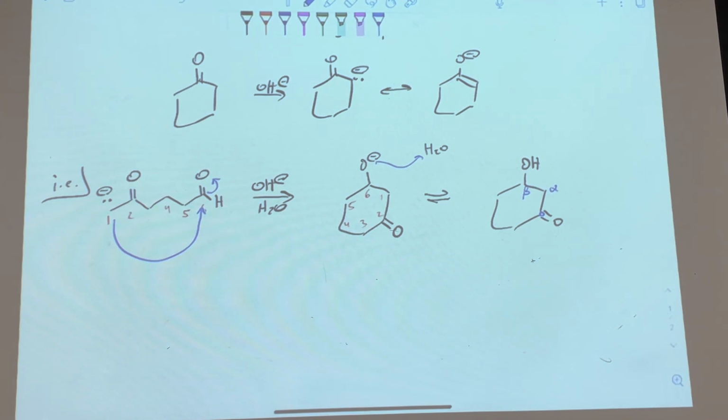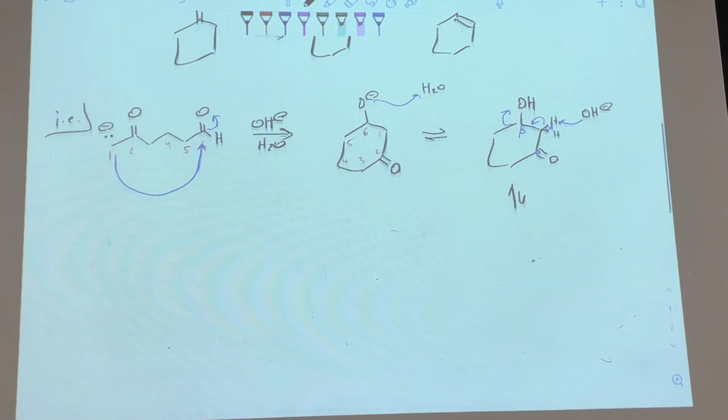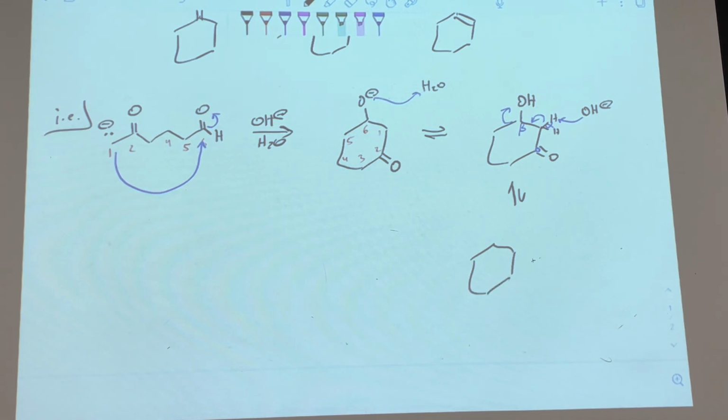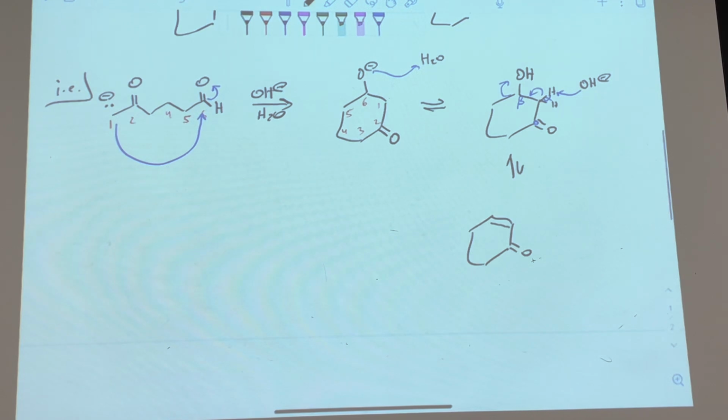All right, so the only thing we have left to do is you still have acidic alpha protons in the alpha position. You're still in base. Hydroxide comes in, takes one of those protons, and kicks out the hydroxide. So we should be left with that, an alpha beta unsaturated carbonyl compound. Any questions on this one?